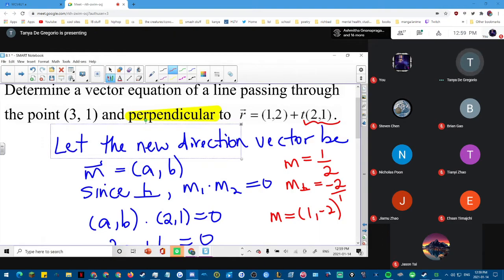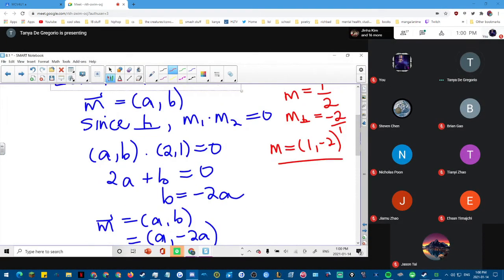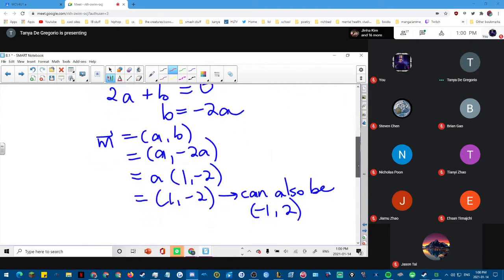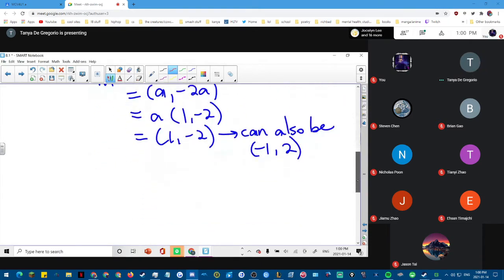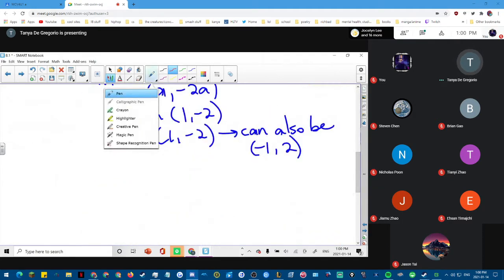Are there any questions? Okay, so just keep in mind, guys, you don't have to do all this. You can go straight to this. Okay? All right, so vector equation. Yes, we want to find the vector equation.